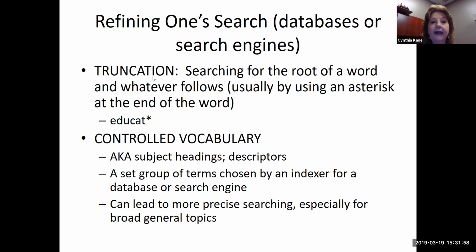I'm going to return now to our search, and I'm going to show you a second way of refining a search in a database or a search engine, and it's something that's called truncation. Truncation simply means that I'm searching for the root of a word and whatever follows, and I usually put an asterisk at the end of that word. This is going to make a little bit more sense in just a second.